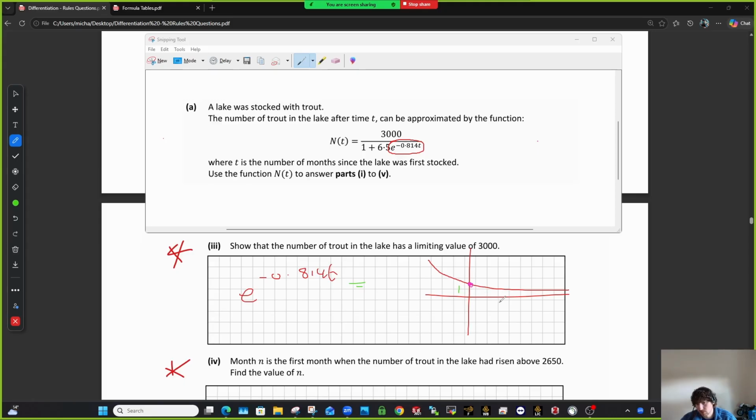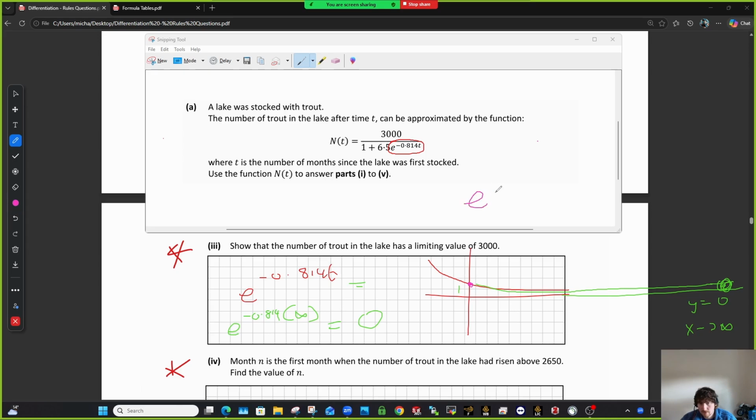What going to infinity means is what value it will have as you move all the way out on the x-axis forever and ever. This thing is an asymptote to the x-axis, so the y value will be 0 when the x value goes off to infinity. So you explain for the examiner that e to the minus 0.814t, when it goes off to infinity, will give a value of 0.